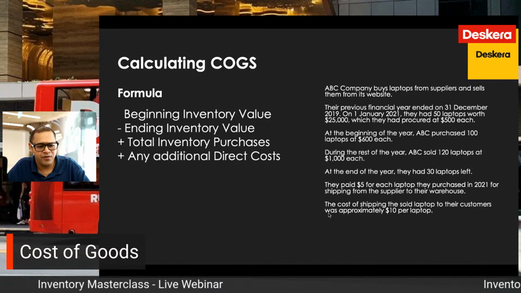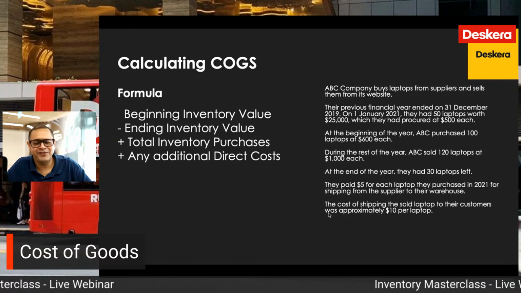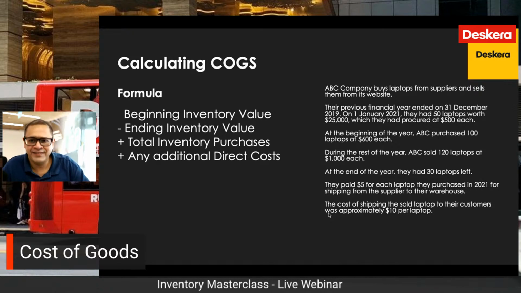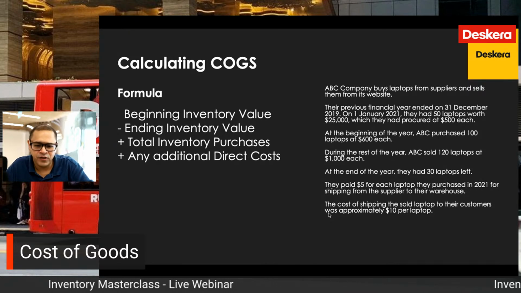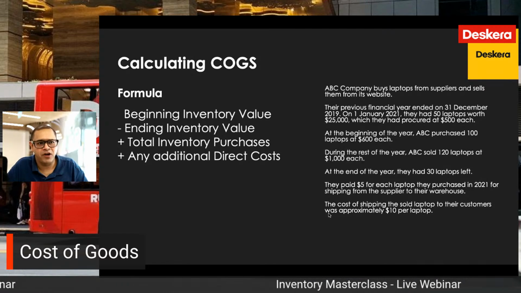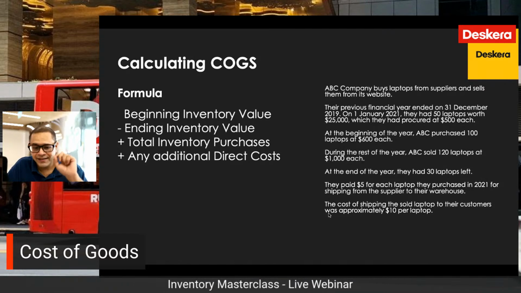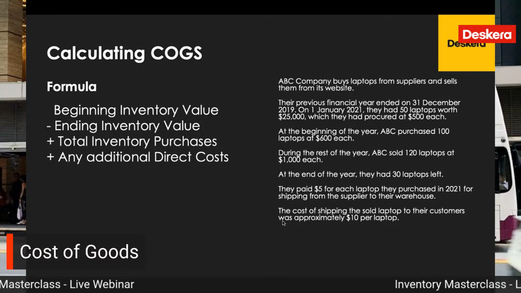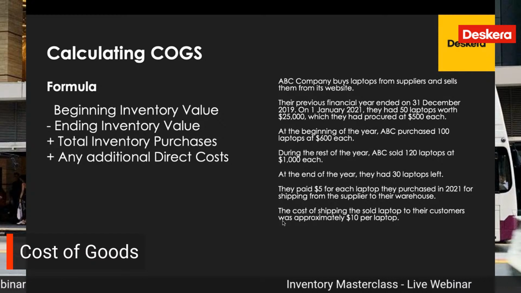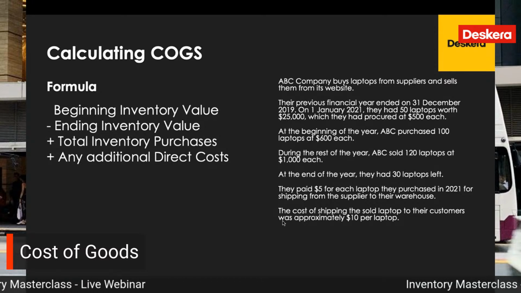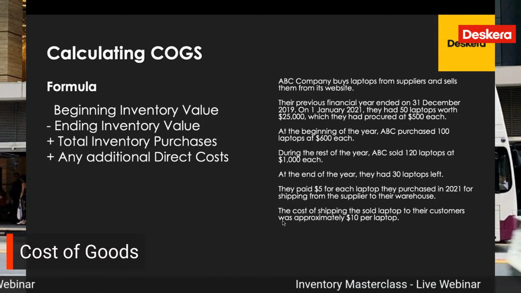If you look at the formula, it's a big formula, so I won't go into the details. We'll share the slide with you, so you can always refer to it later. That's what you classify as the beginning inventory in this case. Then they purchased 100 laptops for $600 each, so now they have 150 laptops. Then they sold 120 laptops during the course of the year. We are taking a very simple scenario here. So at the end of the year, they have 30 laptops left.